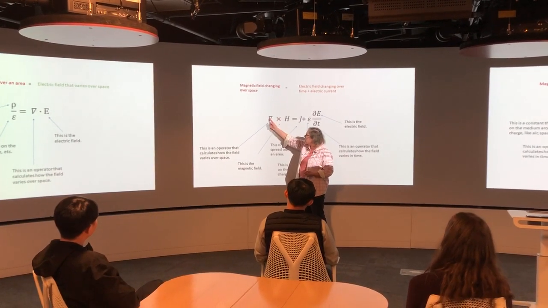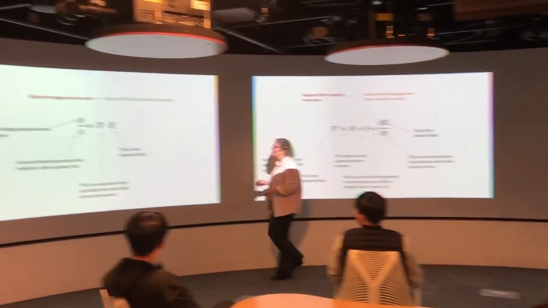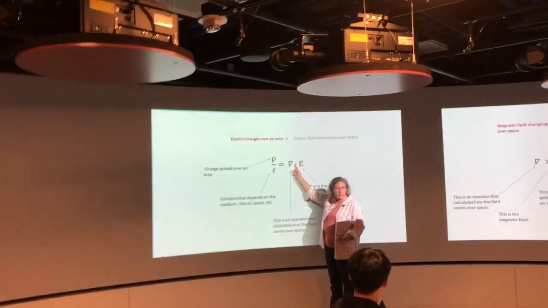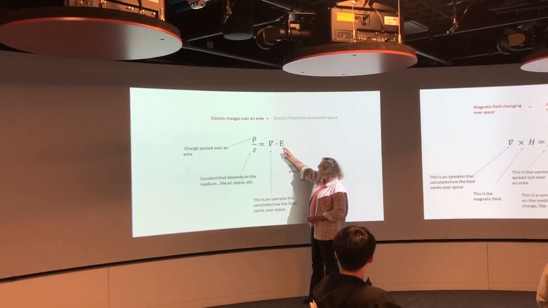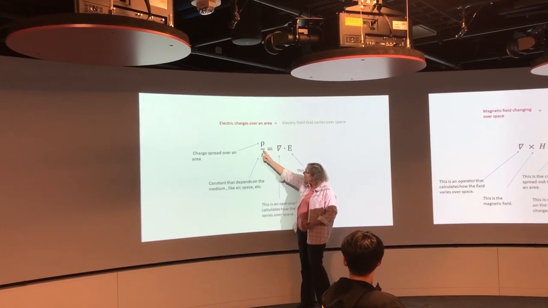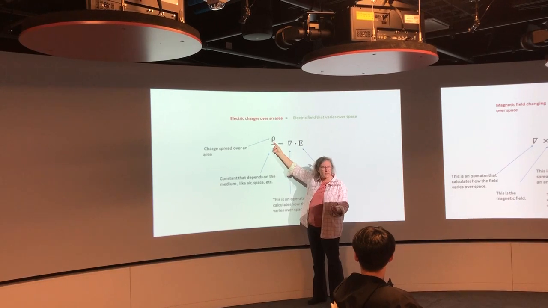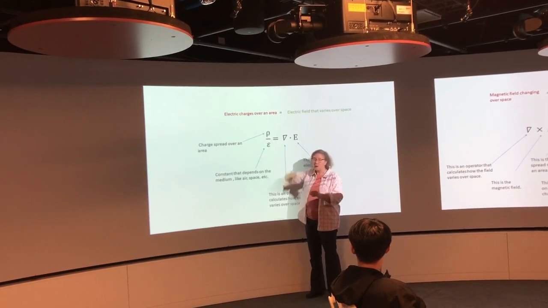Here's the del cross operator. There's a del dot operator. We'll figure out what those are in a minute. Again, the electric field shows up. Here's another thing. This is charge, like current, but just sitting still, and it's spread out over an area.